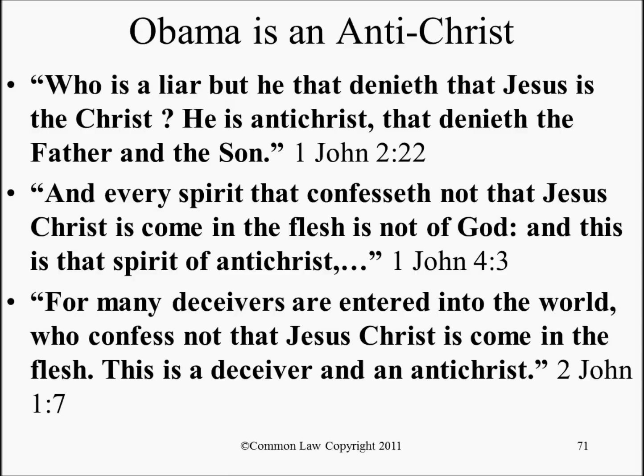Who is a liar, but he that denieth that Jesus is the Christ. He is Antichrist that denieth the Father and the Son. Okay, and so Obama is a Muslim. Okay, it's well established. And first of all, how can you tell when Obama's lying? His lips are moving, and so he is definitely a liar. That makes him a Satanist by definition. He's Muslim, and Muslims say that Christ is a great prophet, but they don't acknowledge that he's the Son of God.